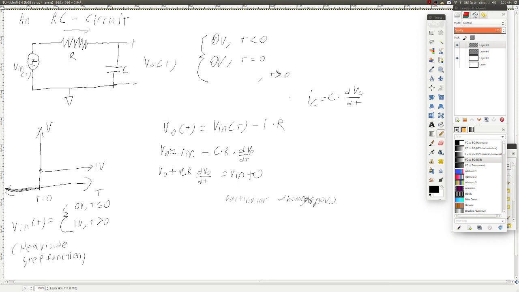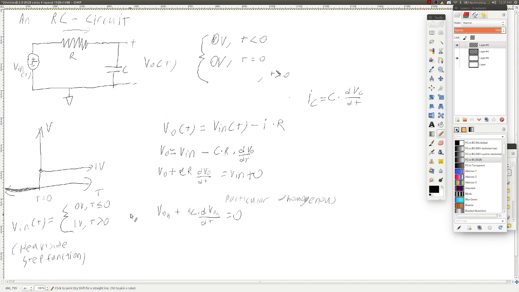So what we're now figuring out is how this input voltage affects the system and how the output voltage pushes back to get the total output voltage. So we're going to split this into its homogeneous and particular parts. Since V in is the forcing term or the particular term, we get V out homogeneous plus R times C times dVOH dt, V out homogeneous again, is equal to 0.